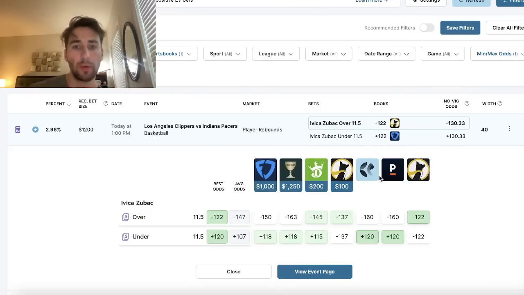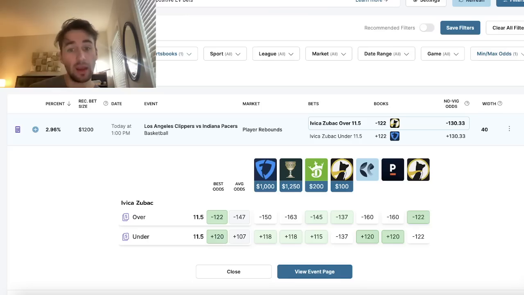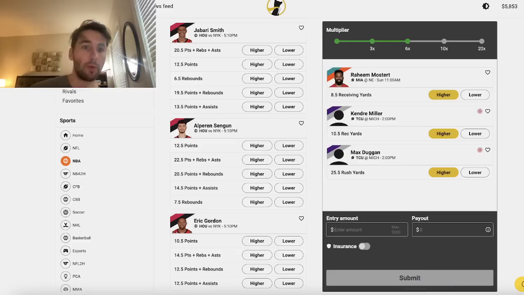So that's the first play I went with. Zubac, not following my gut, following the data, right? That's how you make money sports betting. Stop trusting your gut. 99.9% of sports bettors trust their gut, which is why they lose money long term. And if they tracked their bets, they'd realize that. But this is the first play I went with.